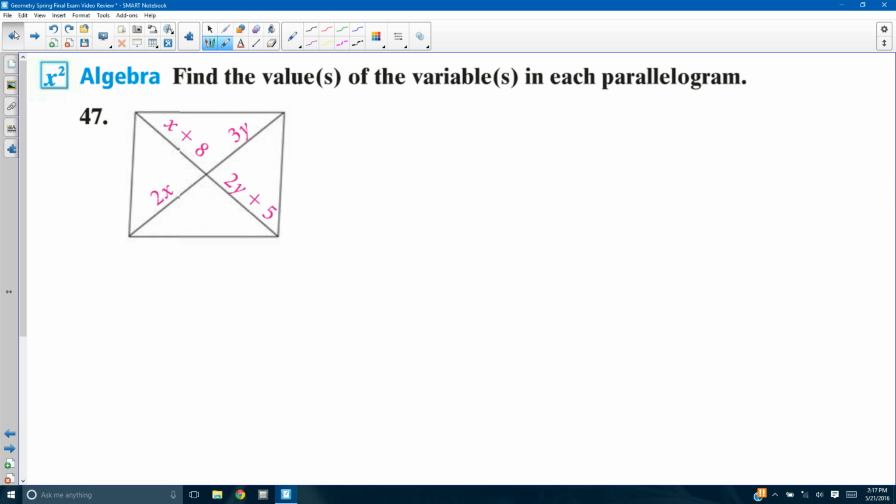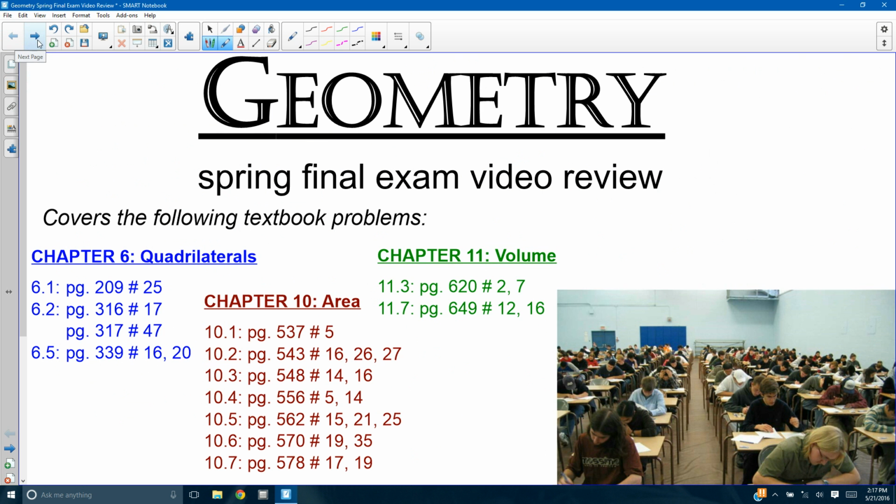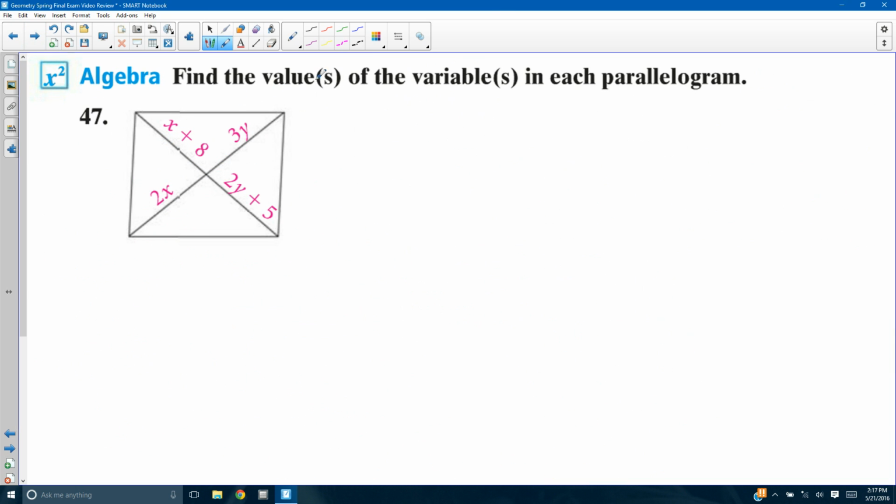Now we're looking at number 47, and let me actually check which one this is in. Section 6.2, number 47. Find the values of the variables in each parallelogram. Now this looks a lot like the last problem we just did. Last time I think it was 3x and 2y, but look, it's a parallelogram, diagonals bisect each other, just more systems of equations practice. That's fine. So if diagonals bisect each other, then x plus 8 is equal to 2y plus 5, and of course 2x is equal to 3y.